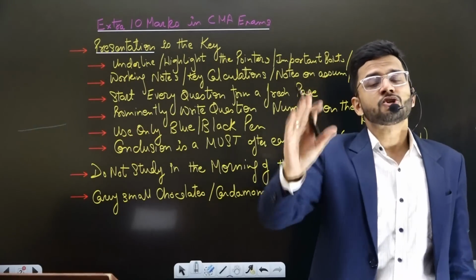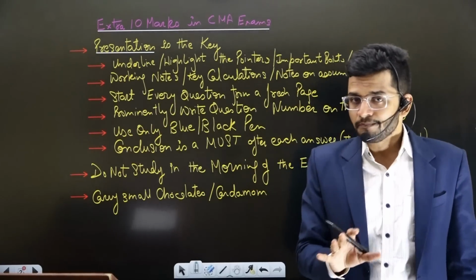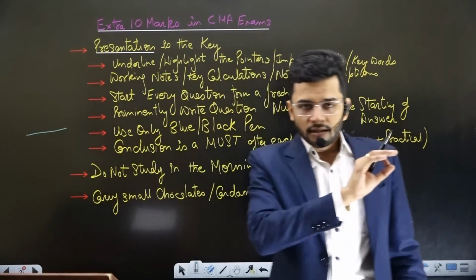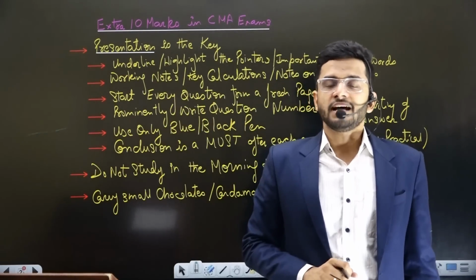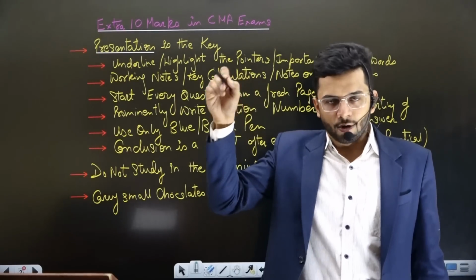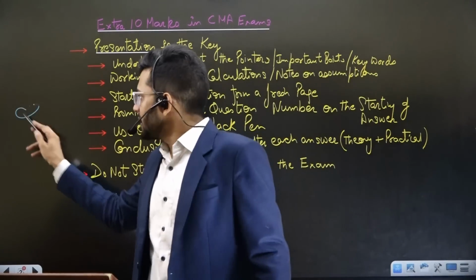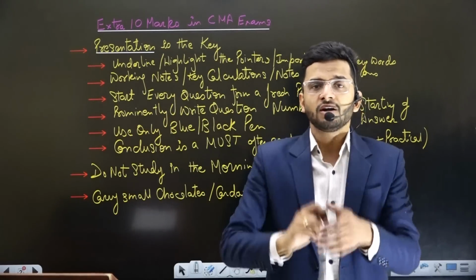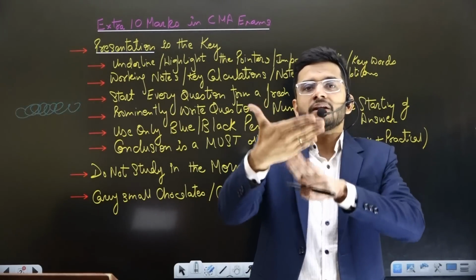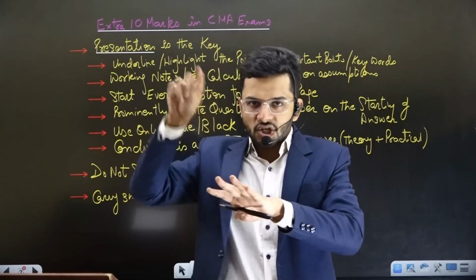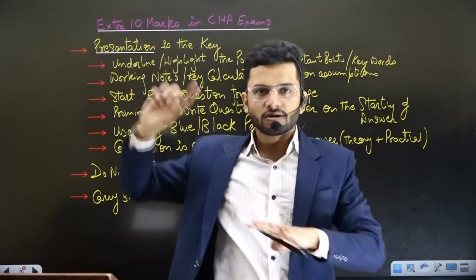Try, errors should not come in your examination, okay. But if they have come, just use a single line to cut it, that's it. No need to think that the examiner will be able to see my erroneous answer, so I will do it like this so that he's not able to see. No, nothing doing that, guys. Because you are not only making the visual appearance of the paper poor, but also on the back side of the paper, you are making an impression of those round trips which you've done.